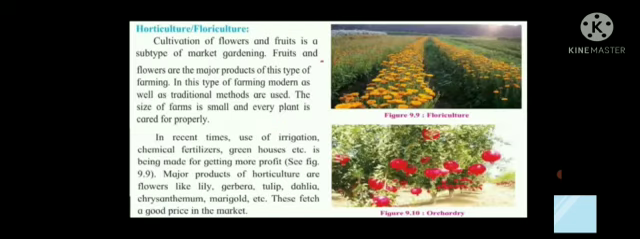Horticulture or floriculture. Cultivation of flowers and fruits is a subtype of market gardening. Fruits and flowers are the major products of this type of farming. In this type of farming, modern as well as traditional methods are used. The size of farms is small and every plant is cared for properly.